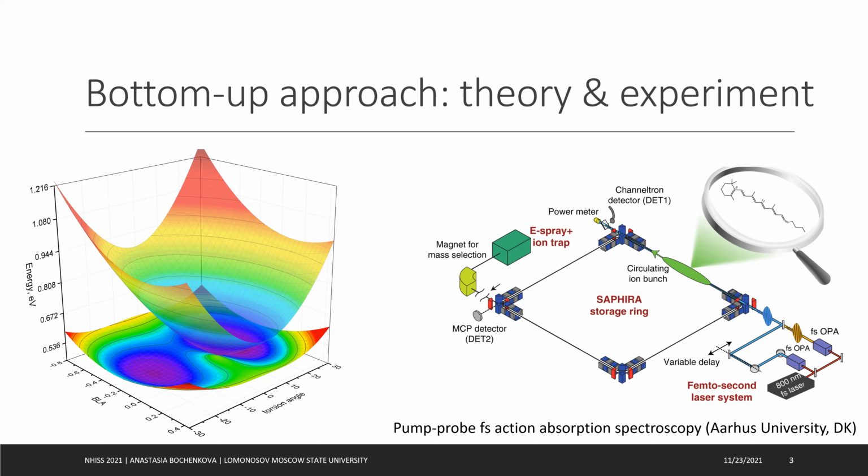And the problem is that studying the photo-induced dynamics in the gas phase is quite difficult. This is because we have a very low density of molecular ions in the gas phase. So we need to use action absorption spectroscopy, which means that we allow our molecular ions to respond to absorption of a photon. For example, they can fragment after absorption of a photon.